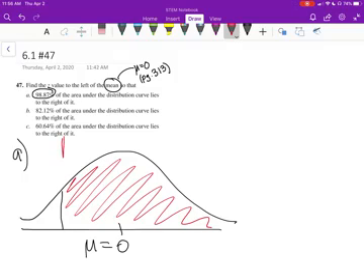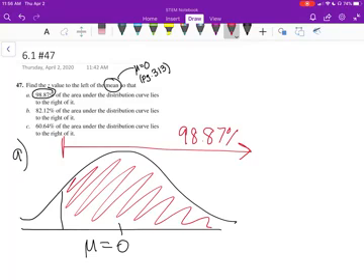And we know this here is 98.87% of the area under the curve, which if we convert that to a decimal, that's 0.9887. When we're dealing with our distribution curves, we want to convert them to decimals so we can do math with them. And to do that, you just take your percentage, divide by 100, you will get your decimal.